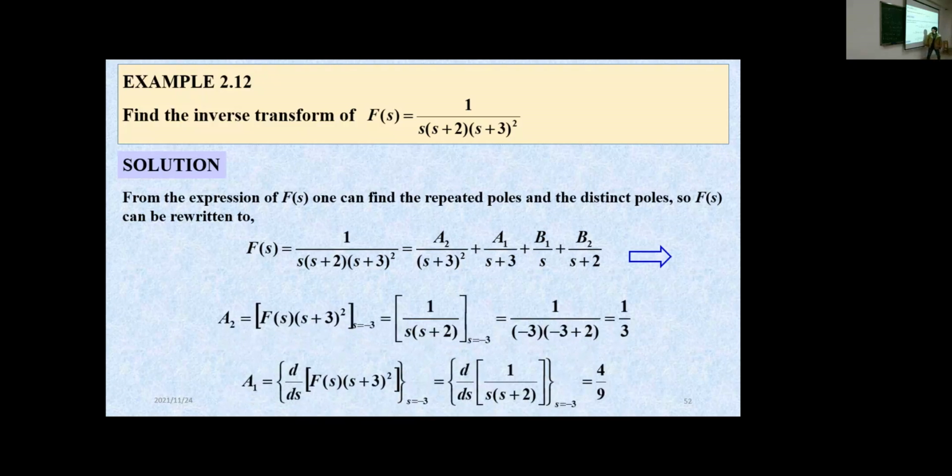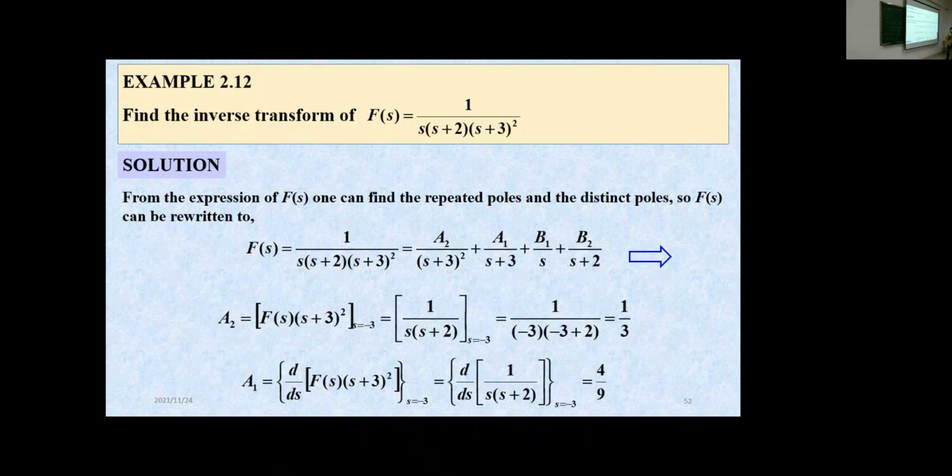Then for a pair of repeated poles, you should type no longer x plus 3, but x plus 3 squared. So here they cancel, and that is 1 divided by x times x plus 3. And here, let x be minus 3. Substituting into this, we get minus 1 and minus 3, so we get 1 divided by 3. This is for sure. And how about A1?